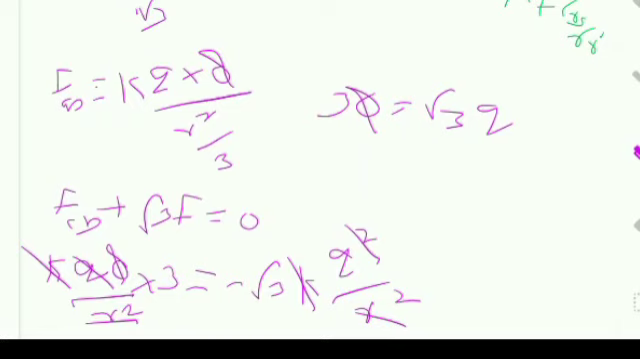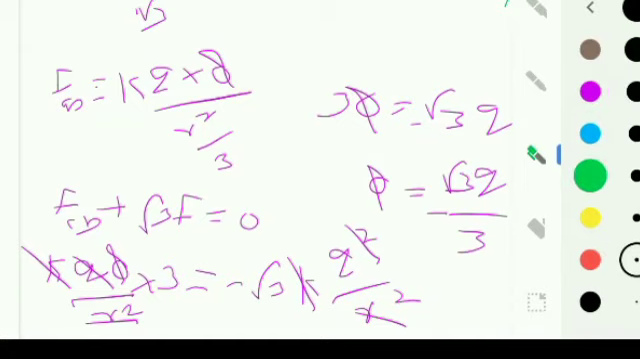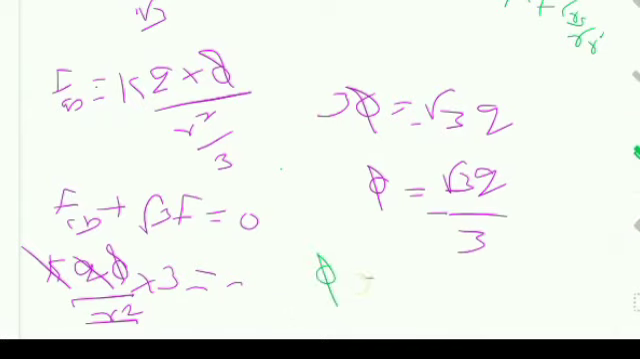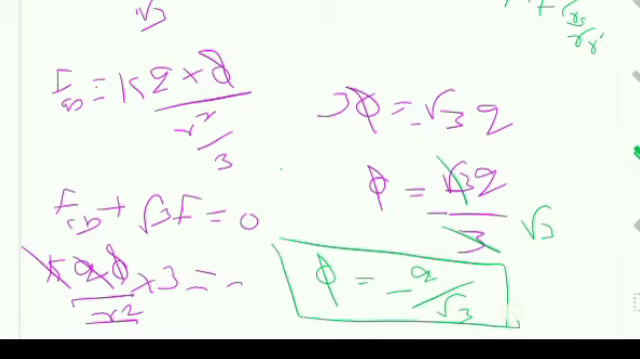Now this is minus. Now capital Q is equal to root 3 by q by 3. Cancelling this one, capital Q is equal to minus q by root 3, the charge required. This system will be in equilibrium.